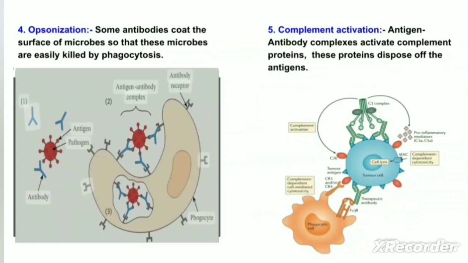Now, the fourth interaction is opsonization. Some antibodies coat the surface of microbes so that these microbes are easily killed by phagocytosis. Now, the fifth interaction is complement activation. Antigen antibody complexes activate complement.